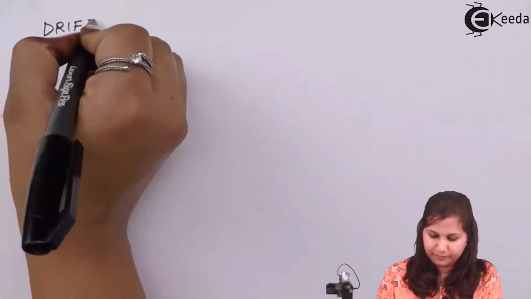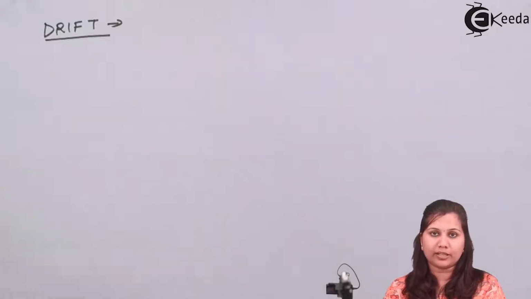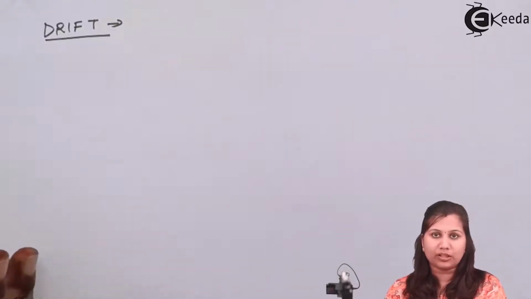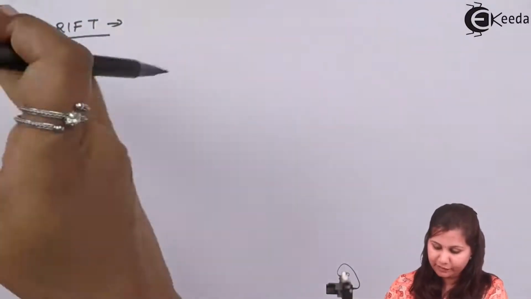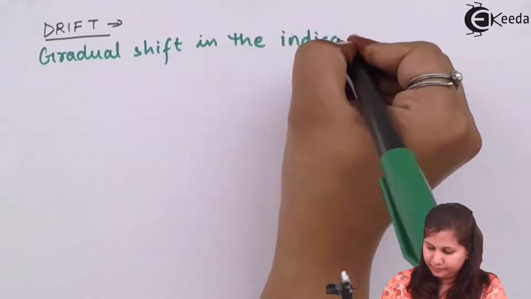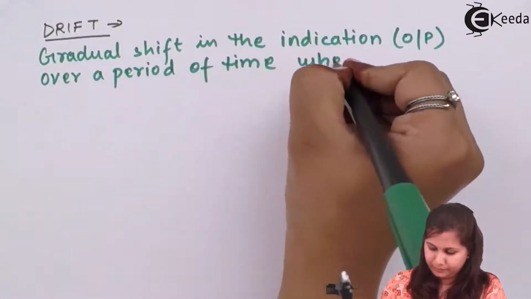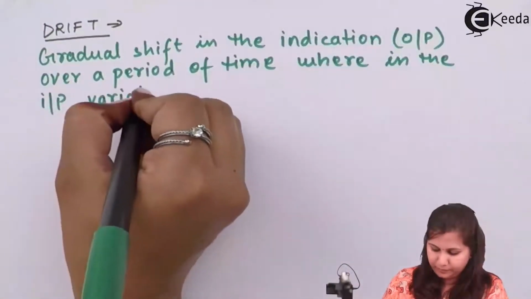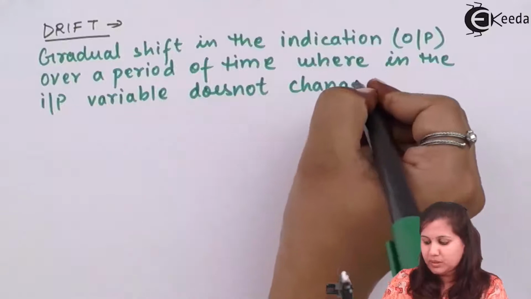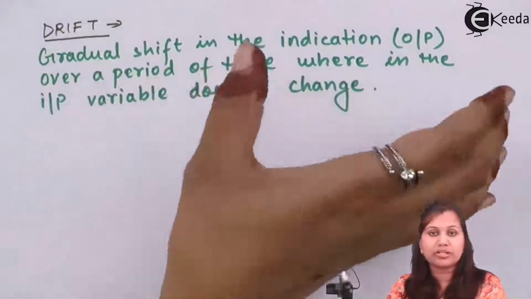Next characteristic is drift. Drift is defined as the gradual shift in the scale of the instrument when the input is not changing. When we are doing the measurement through an instrument, the input is the same, it is not changing with time, but suddenly the output has changed. There is a gradual shift in the output.